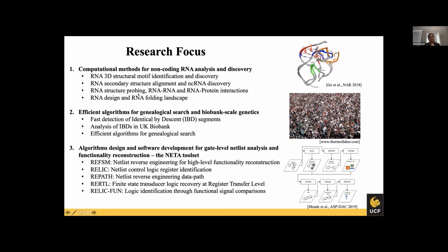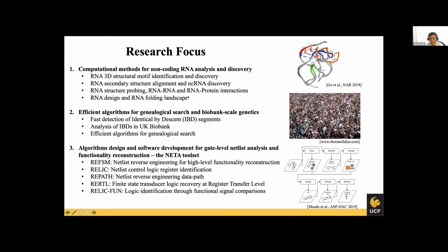A third one is NGS-based RNA structure probing, RNA interaction, and RNA-protein interactions. The last one is RNA design, which is designing RNA based on the knowledge we learned from previous topics. And of course, we make sure the design is stable enough. We are also interested in studying the RNA folding landscape.